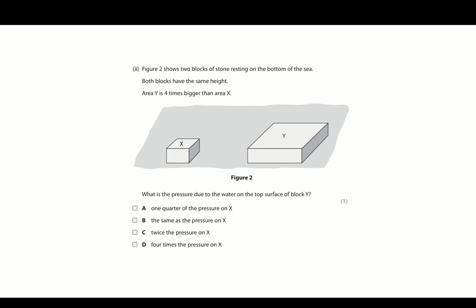Two blocks of stone are resting on the bottom of the sea. Both blocks have the same height. So I'm going to circle that, and I now know that is the same height on each, which is going to be important. Area Y is 4 times bigger than area X. Okay, happy with that. And it says, what is the pressure due to the water on the top surface of block Y? Well, the crucial part is each of these are the same height.